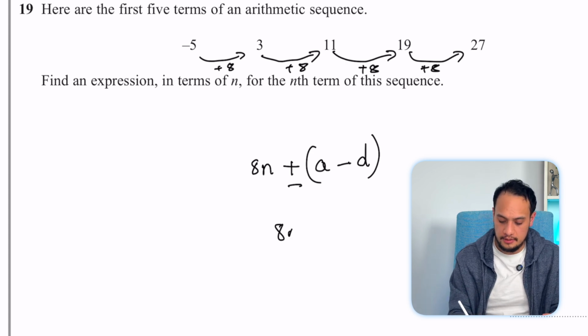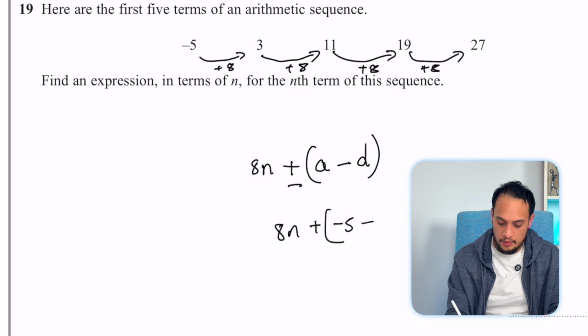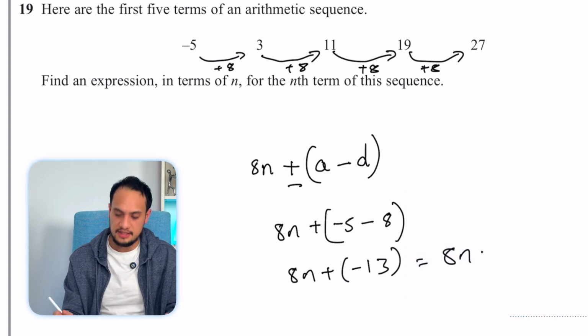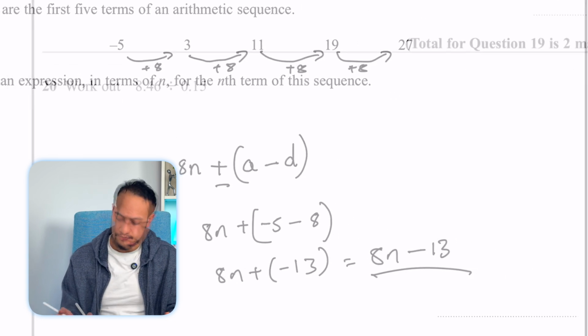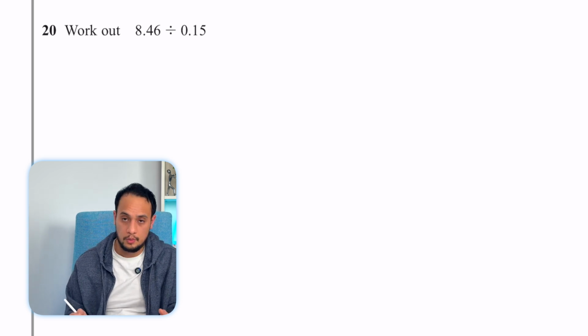So you've got 8n, and then plus, we've got A, which is our first term. So this one here, that's our first term. So it's -5, and then take away D. So take away D is 8. If we do that, we get -13. So we get 8n plus -13, and that's our answer. Because you've got plus -13, you just write it as 8n minus 13.